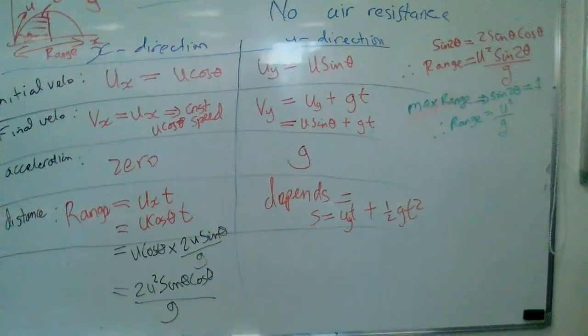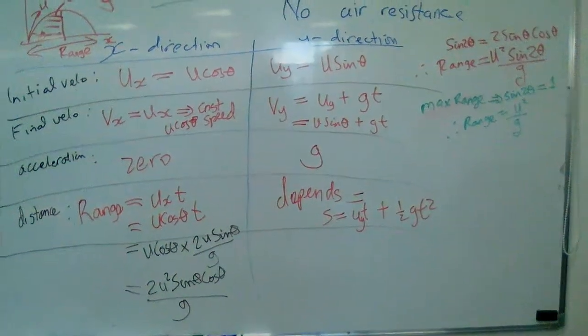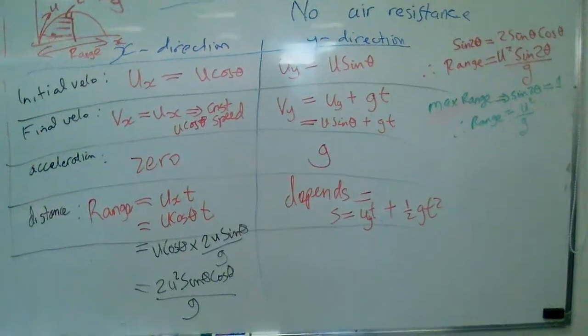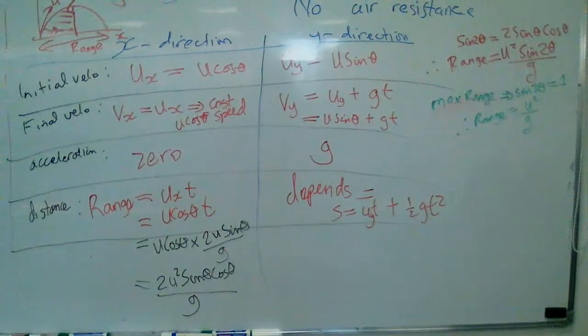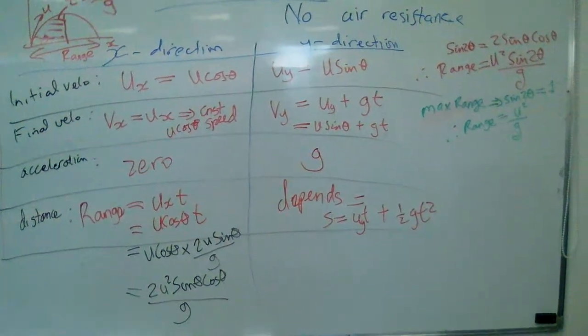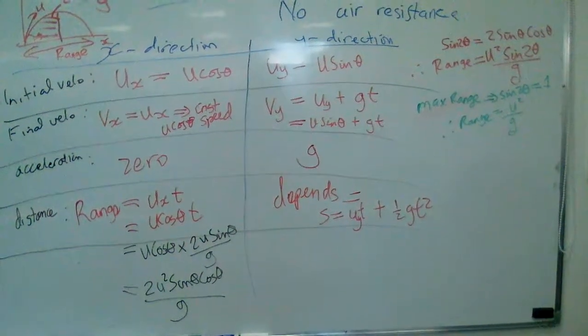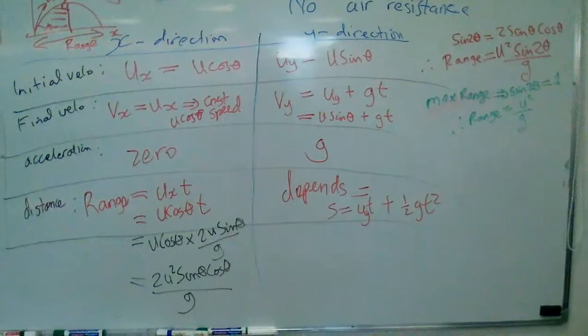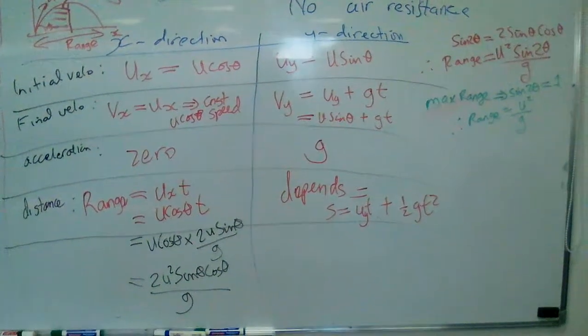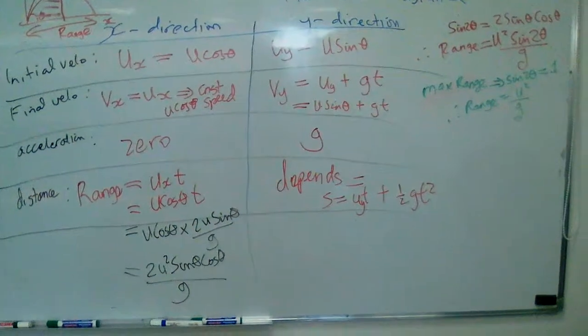Now for maximum range, the value of sine 2 theta must be equal to 1. Therefore theta will be equal to 45 degrees. Therefore the value of sine 2 theta, like I said, is 1. Therefore the maximum range will be u squared over g. So if you get that value, that's your maximum range. So in order to launch a projectile for a maximum range, you need to fire it at an angle of 45 degrees.